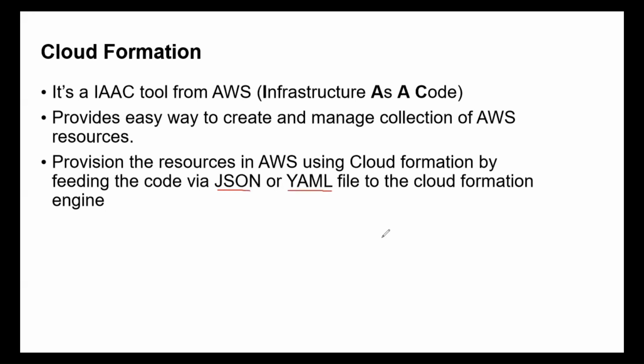So CloudFormation can accept the code in these two formats. It can be either in JSON format or in YAML format. And once you feed this file to the CloudFormation engine, based on our resource definitions, it is going to create the resources within AWS. Right? So that is the reason this tool is called an infrastructure as code tool.